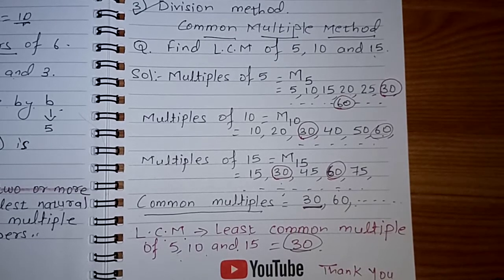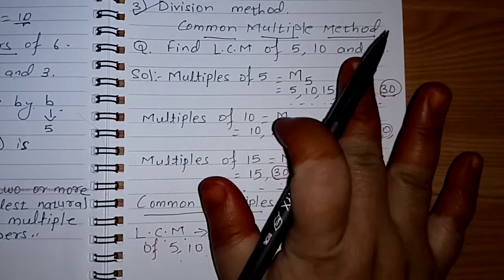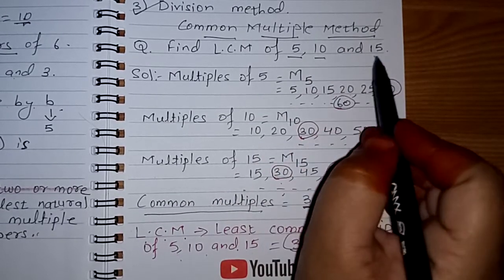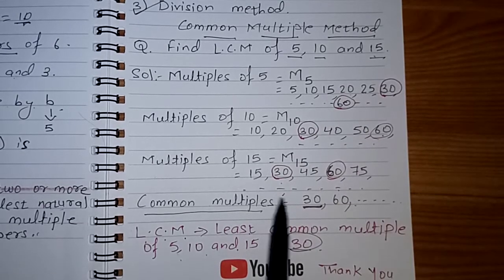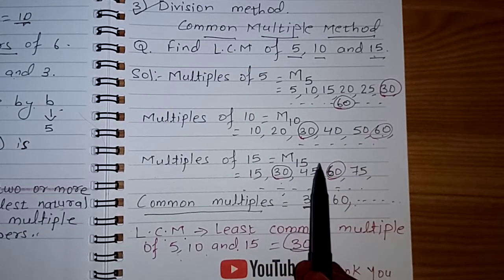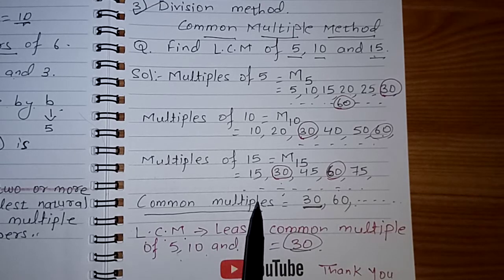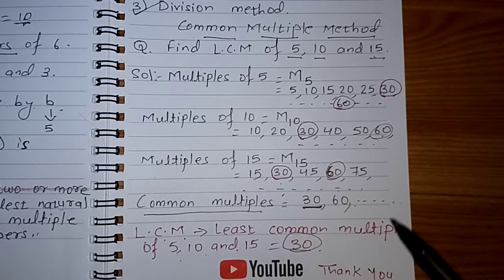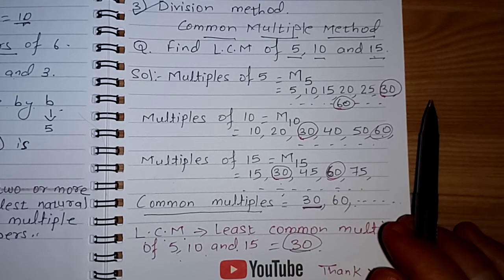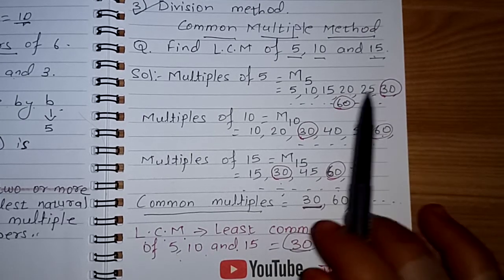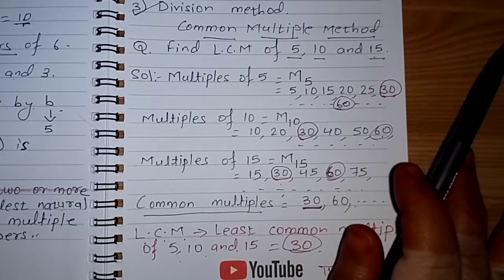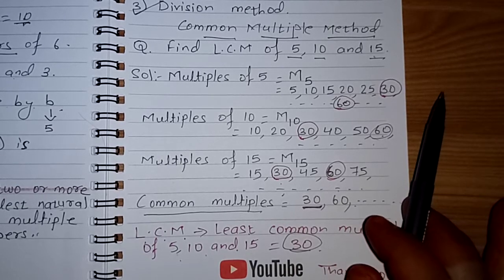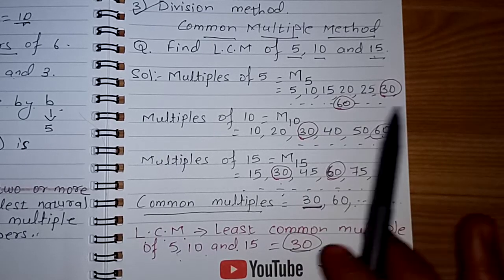What is step 1? Writing the multiples of given numbers. What are the given numbers? 5, 10 and 15 are the given numbers. So their multiples you have to write. Then step 2 is what? Common multiples. You have to check which multiples are common to all. While checking common multiples, remember one thing: you should not miss the first multiple, because the first multiple is the smallest multiple.